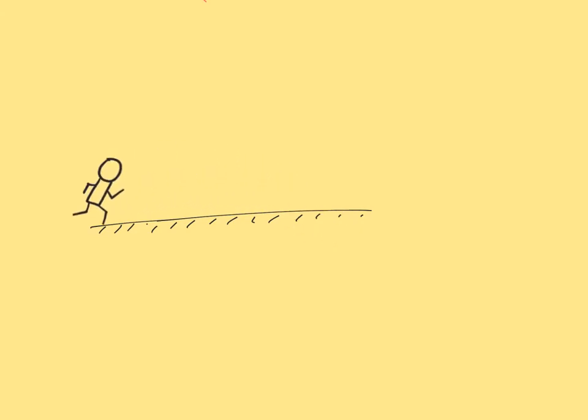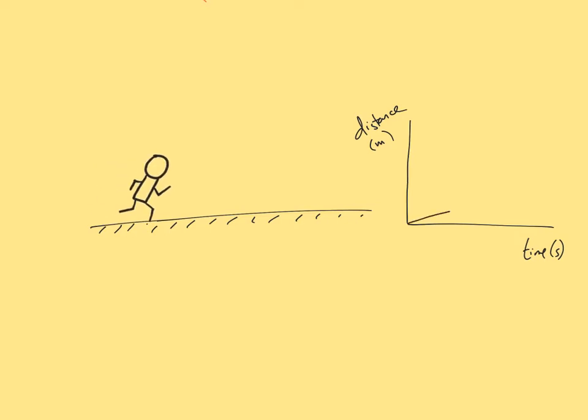Okay, so this time we're going to have it so they change their speed. They start off walking really slowly, and then something happens and it causes them to run. So walking slowly, and then suddenly they speed up and they run.